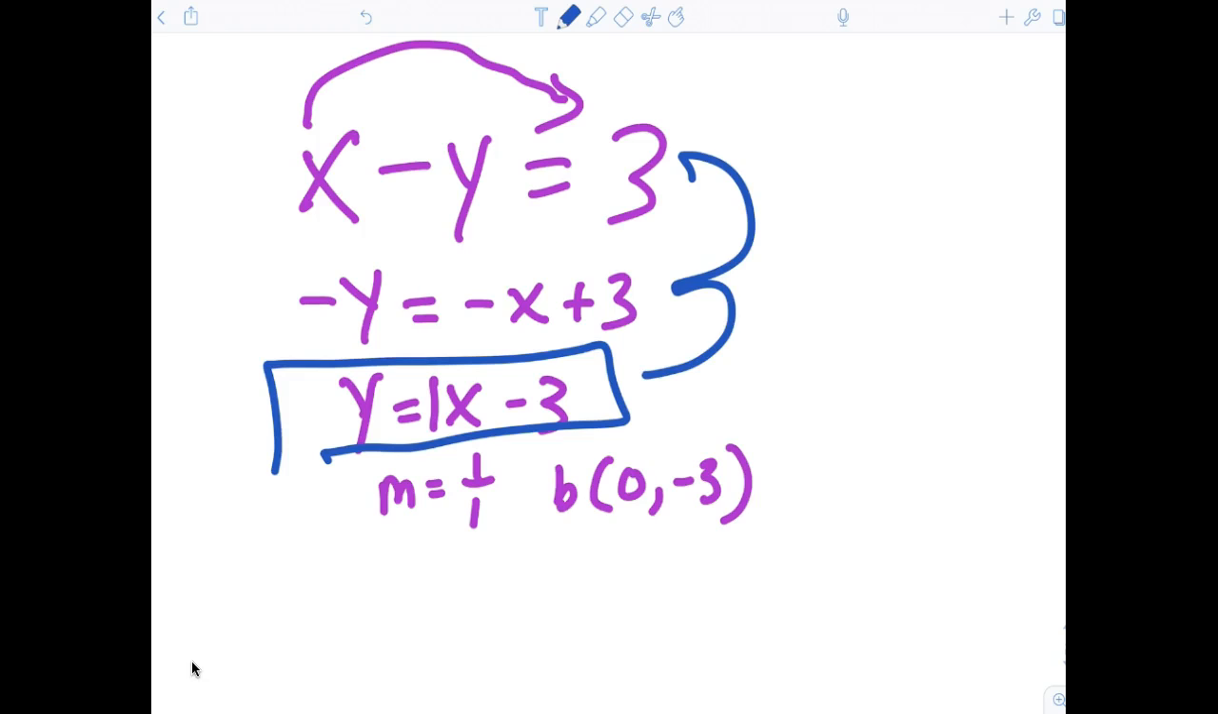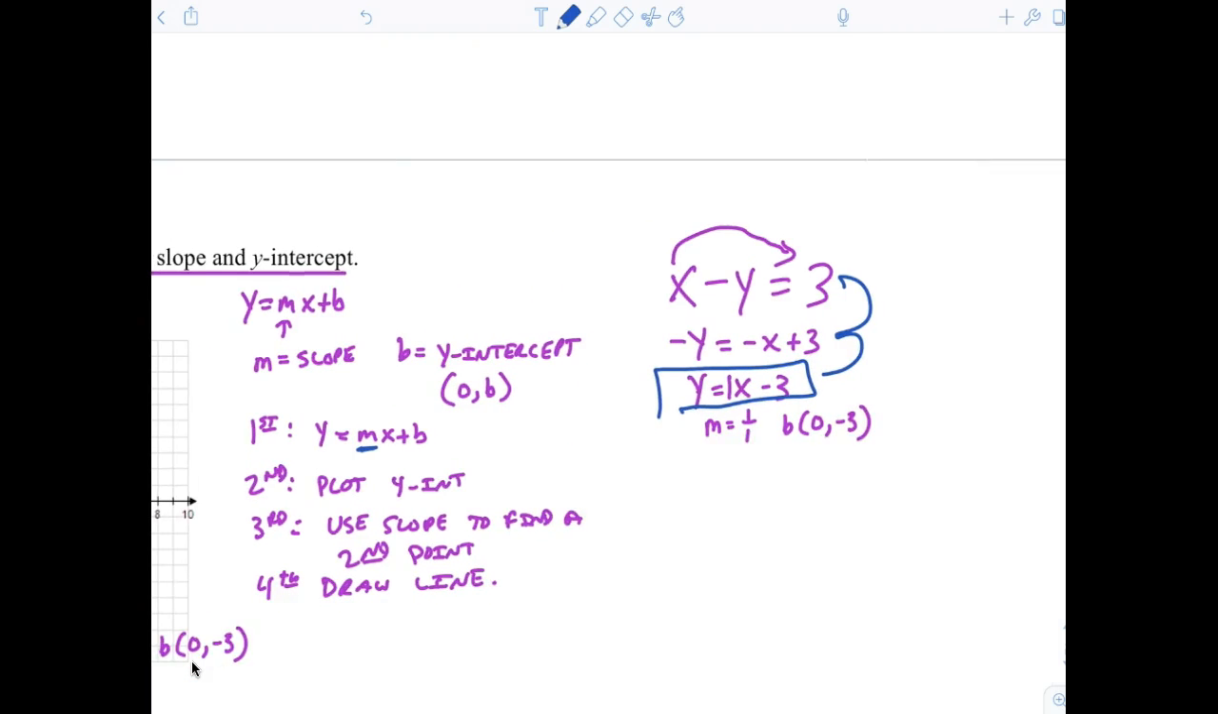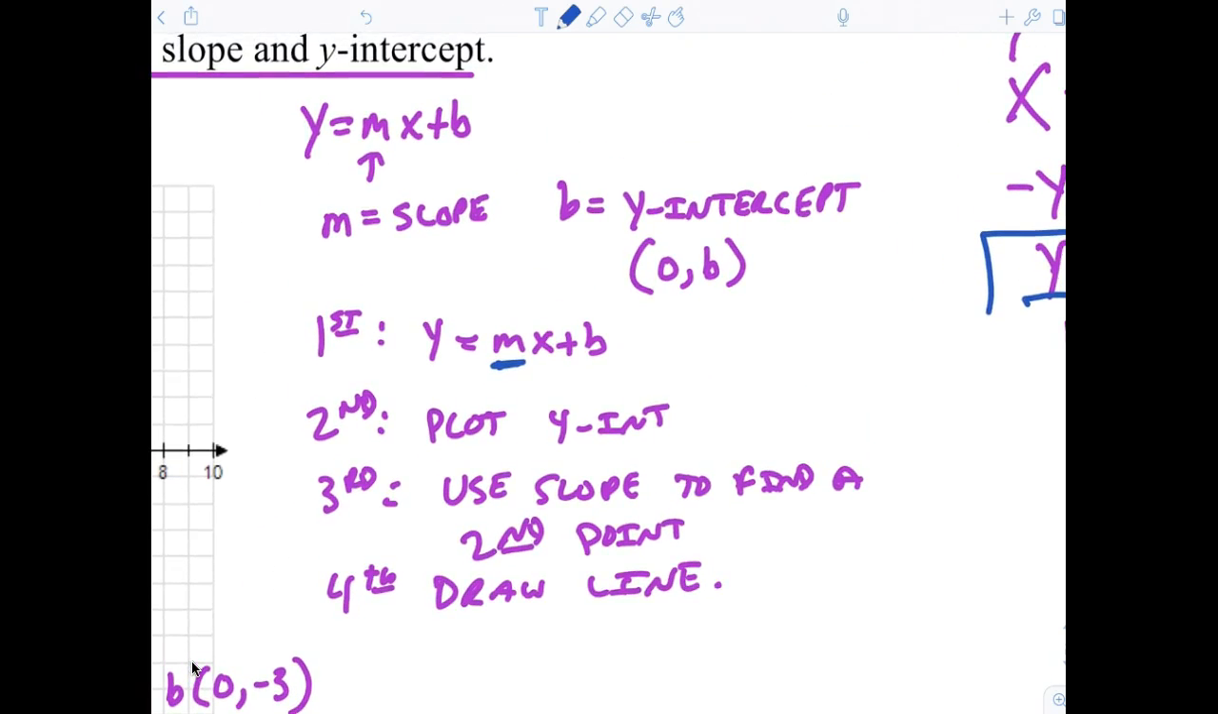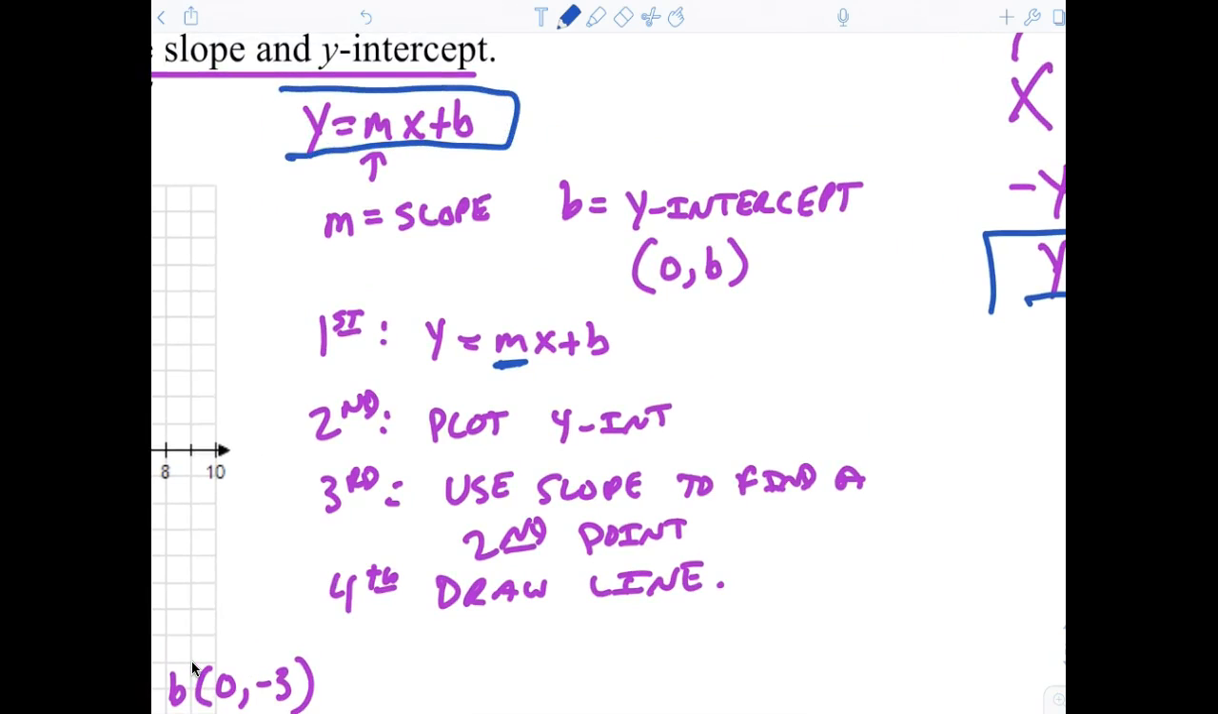All right? Now I don't want you guessing. That's a fact. Those are the things you have to know in order to be successful. You hear me? And that's where this equation comes from, right here. You have to know this. M represents the slope and B represents the y-intercept. You have to know that from the equation.